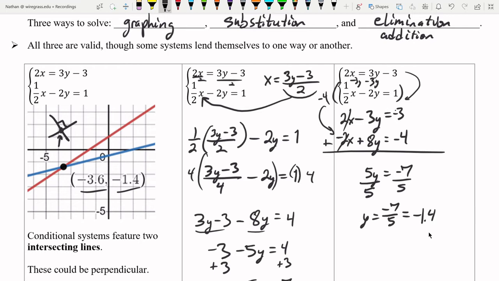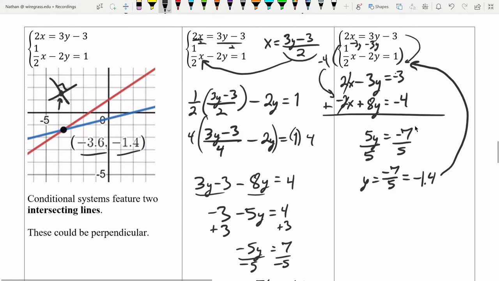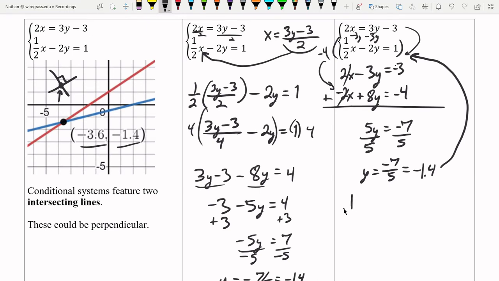Now at this point, I have to do the same process as the substitution. I need to plug y equal to negative 1.4 into one of the two equations. Doesn't matter which one, you'll get the same thing. So I'm going to plug it into the bottom equation since I plugged it in the top equation the last time. And that's going to give me 1/2 x minus 2 times negative 1.4 equals 1. This is just a linear equation of one variable. Get x by itself, and we're good to go.